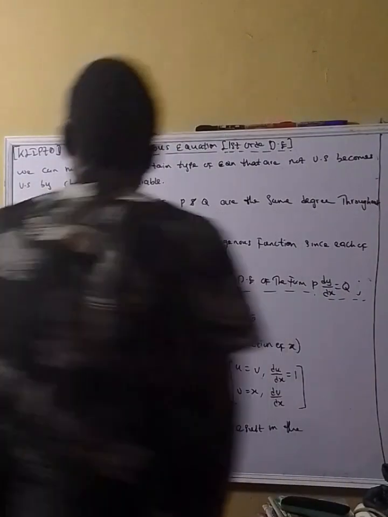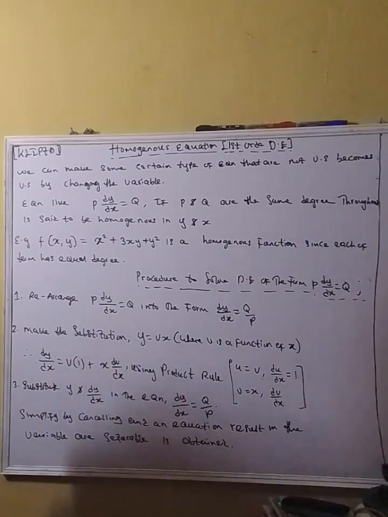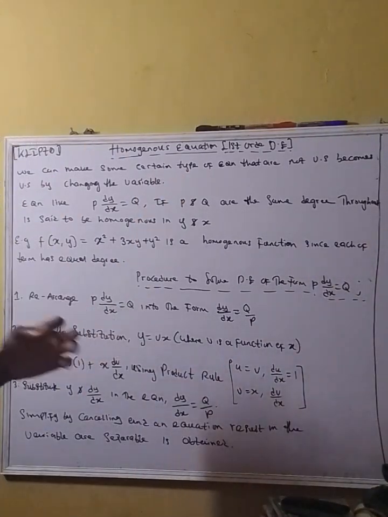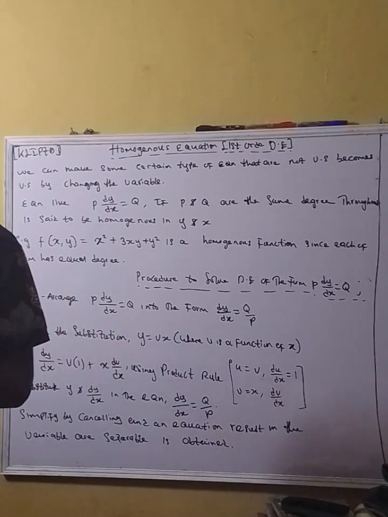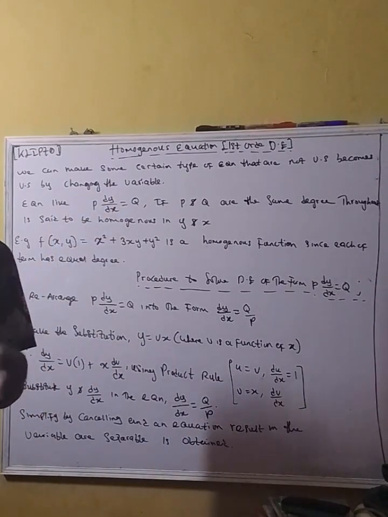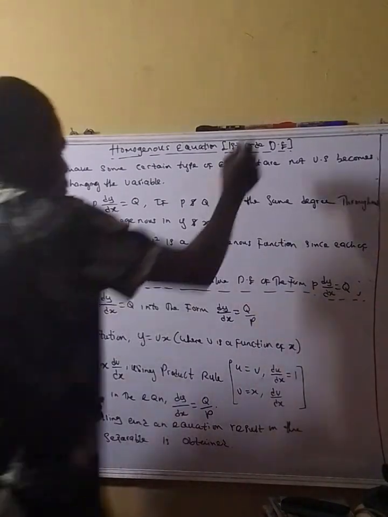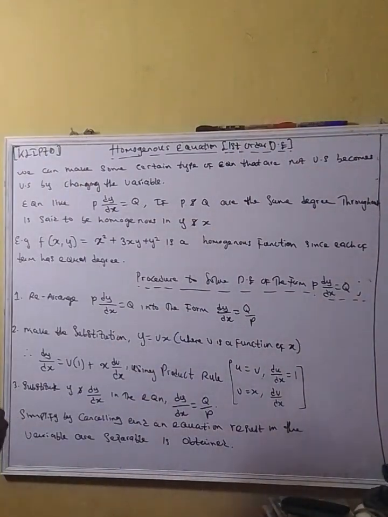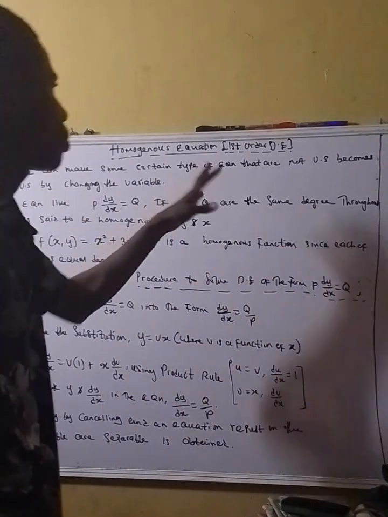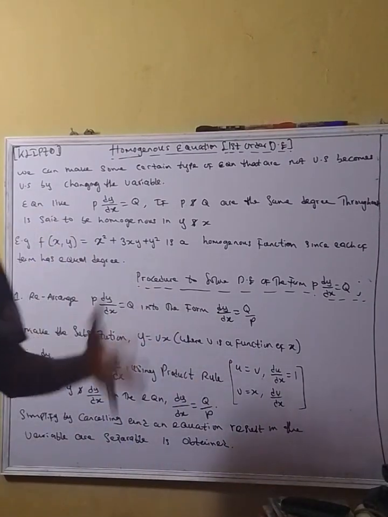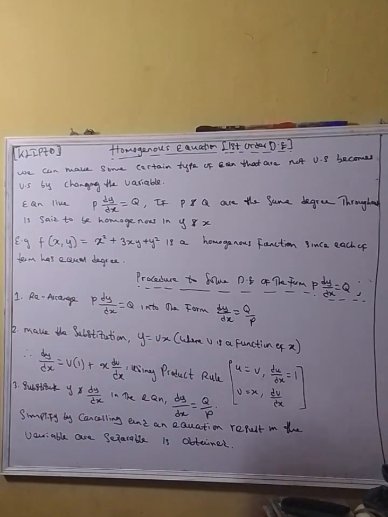We're talking about the homogeneous equation under the first order differential equation. If you haven't gone through my video on variable separation of first order differential equations, please go back to it before you move into this, so as to have a deep understanding. We can make certain types of equations that are not in variable separation form become variable separation by changing the variable.